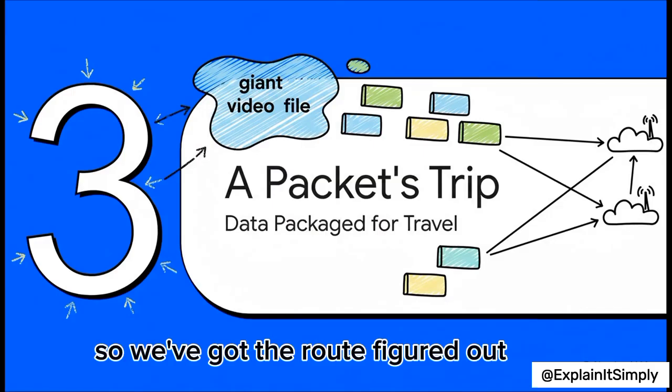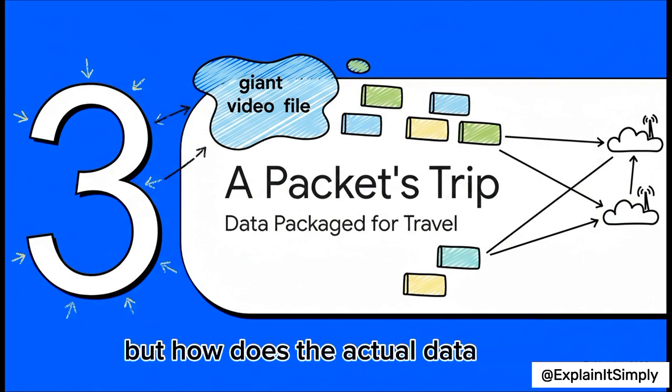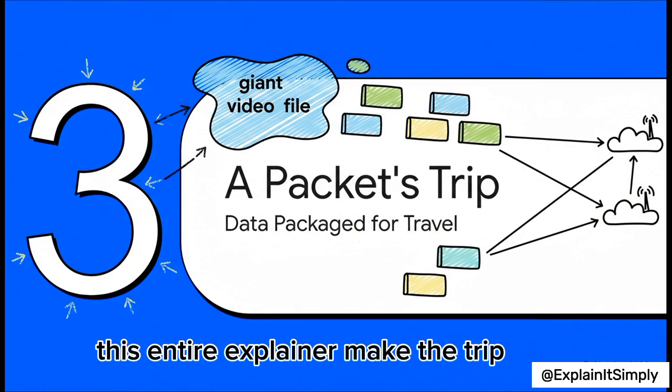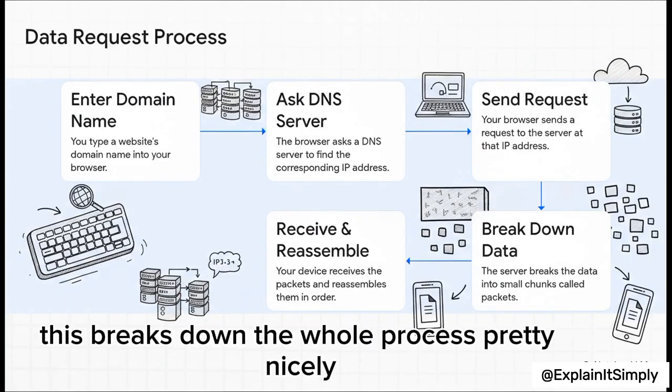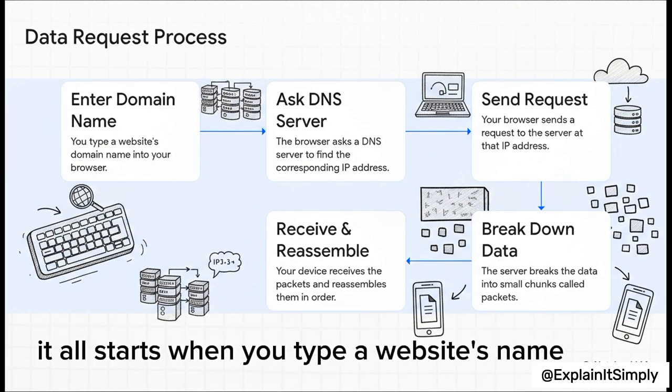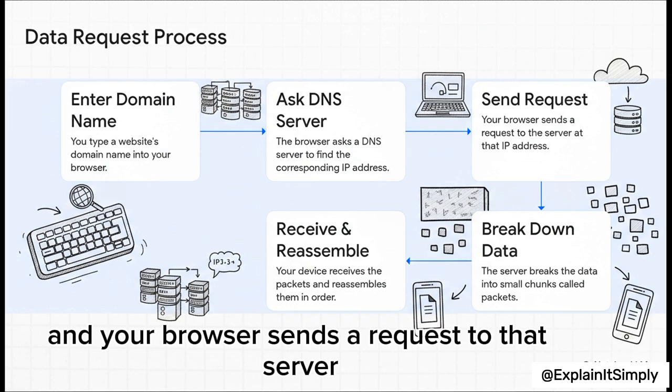So we've got the route figured out and we've got the addresses sorted. But how does the actual data, this entire explainer, make the trip? It's way too big to travel as one giant file. This breaks down the whole process pretty nicely. It all starts when you type a website's name. DNS finds the IP address and your browser sends a request to that server.